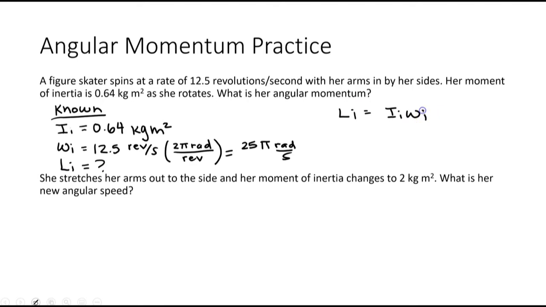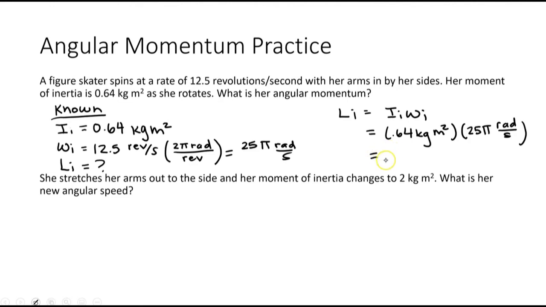Here it's specifically going to be the initial moment of inertia times the initial angular velocity, omega. Okay, and so we have those two numbers. We just plug them in. So we get I is 0.64 kilograms meters squared times omega, which is going to be 25 pi radians per second. Okay, and so we see that we do in fact here get kilograms meters squared per second, which is good. And when I calculated that out, let's see what I got.